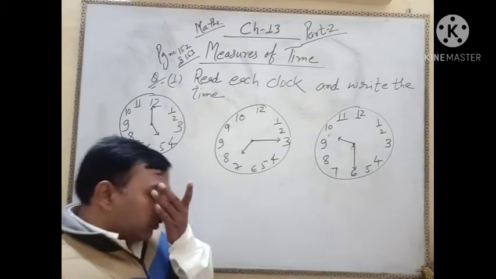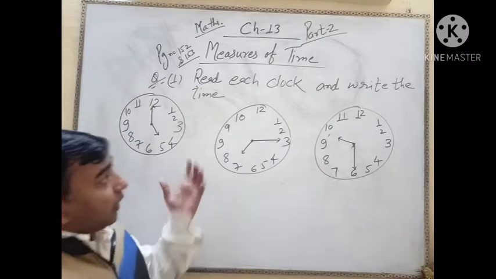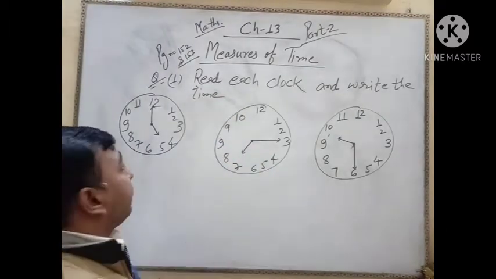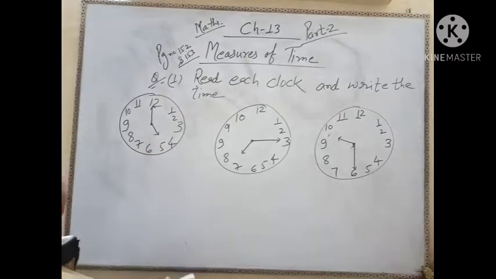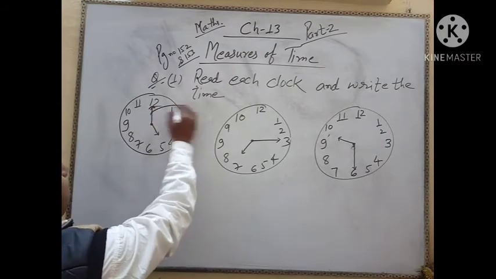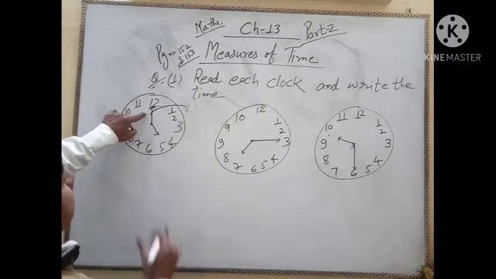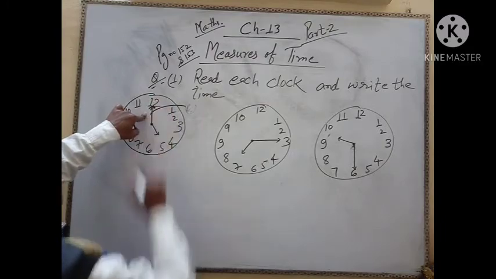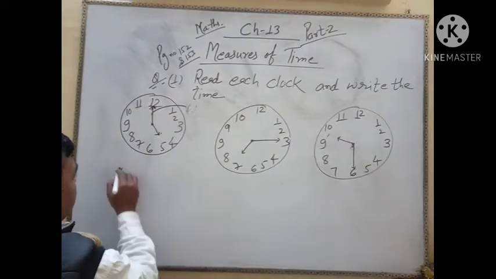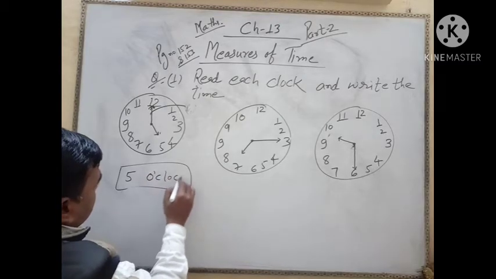So you can see that I have drawn three different clocks on the board, and first read each clock and write the time according to this clock. Now come to the first clock. You can see that the longer hand of this clock is on where? On 12, and the smaller hand of this clock is on 5. So what is the time? It is 5 o'clock.